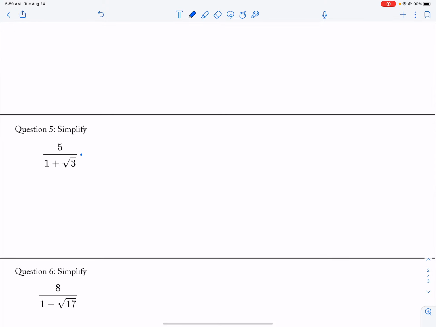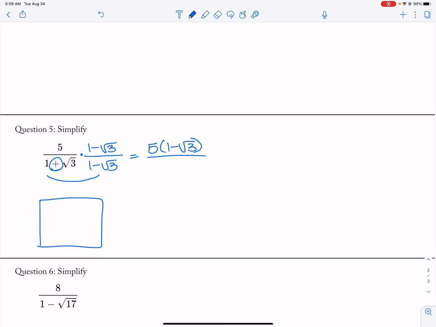Question 5, I'm going to rationalize the denominator. The way I do this when I have an addition sign between here is I create a difference of squares. So I multiply the top and bottom by 1 minus the square root of 3. So I get 5 times 1 minus root 3. To create the bottom, you can do the little box thing.